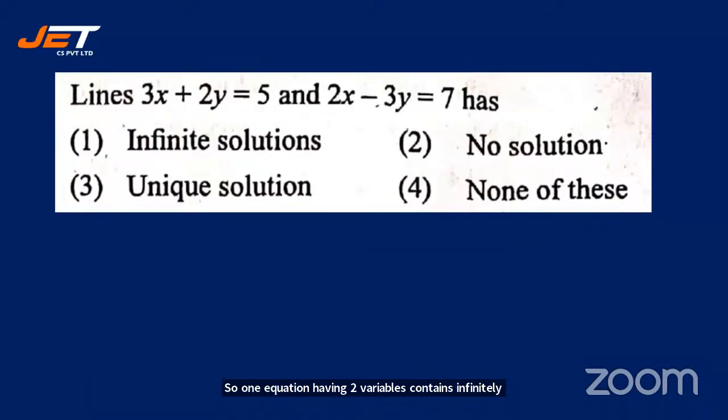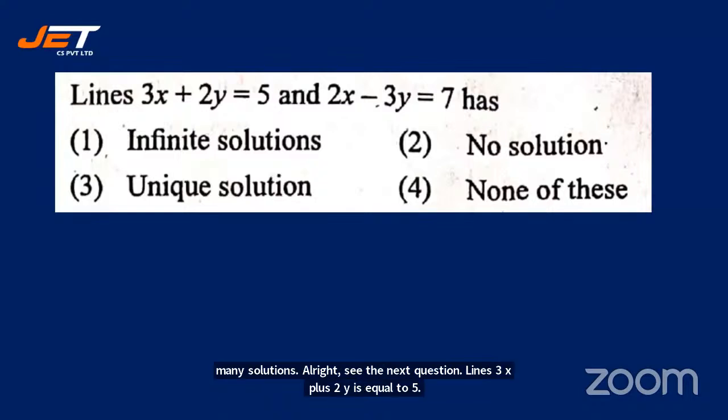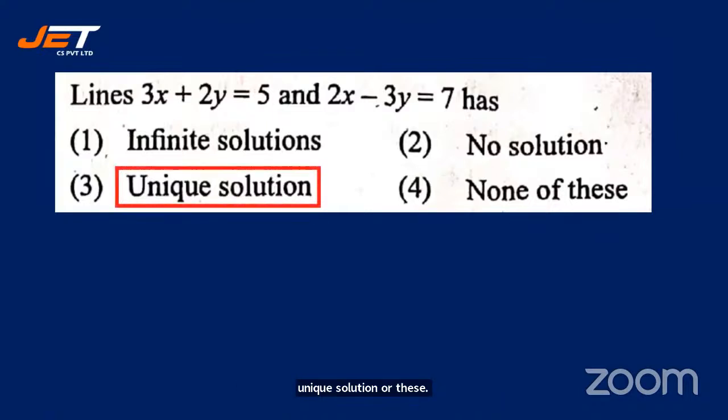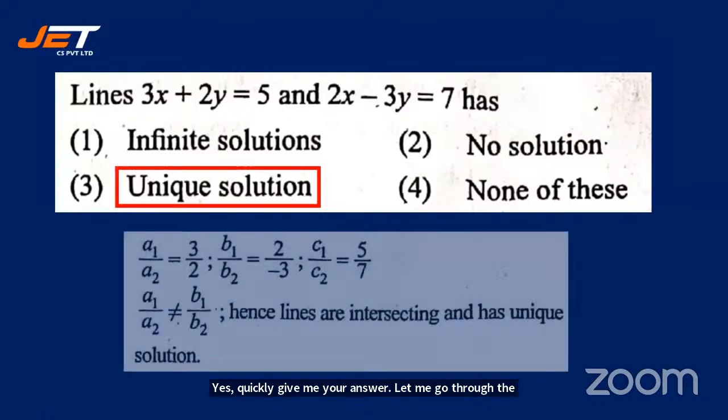Lines 3x plus 2y is equal to 5 and 2x minus 3y is equal to 7. It has infinite solutions, or it has no solution, or it has a unique solution, or none of these? Quickly give me your answer. Let me go through the answer. It is a unique solution. How?